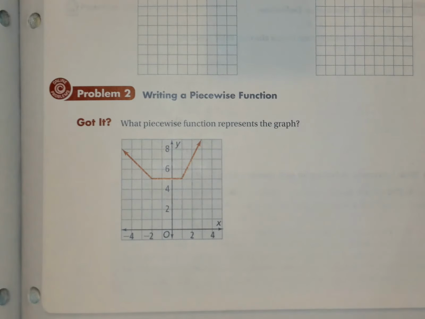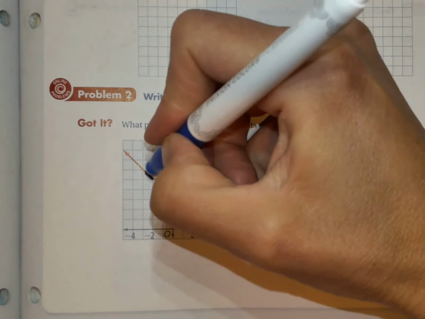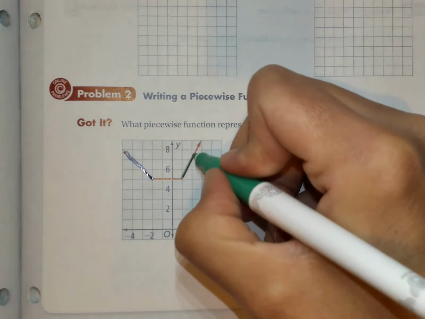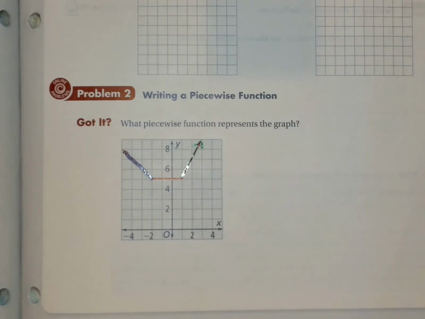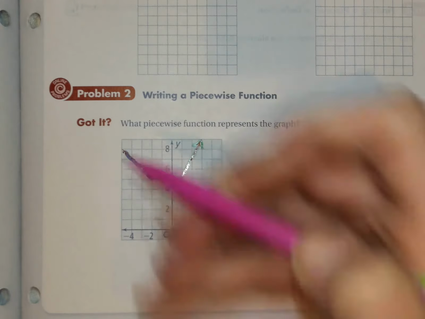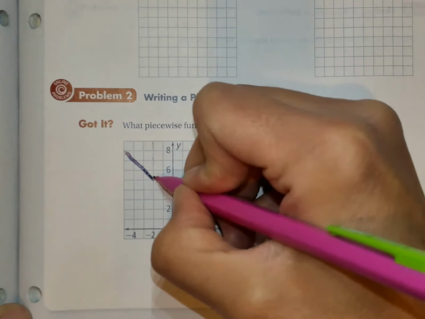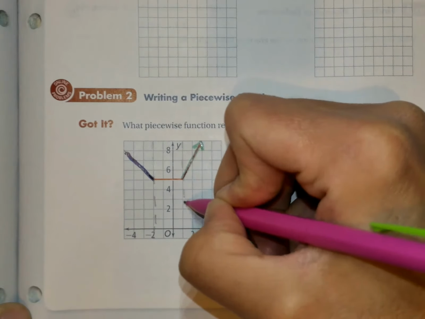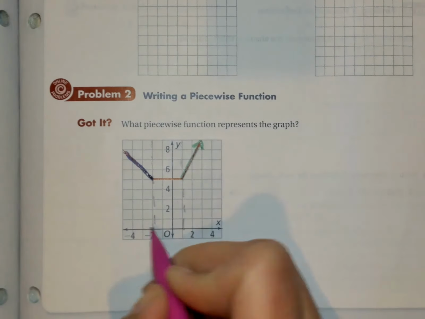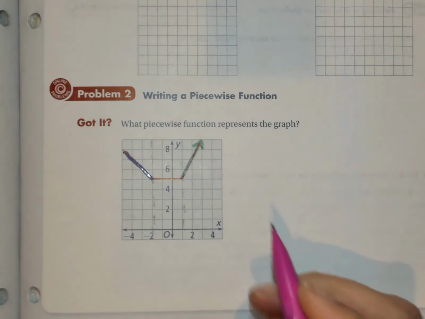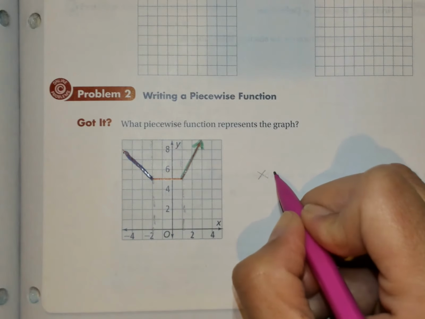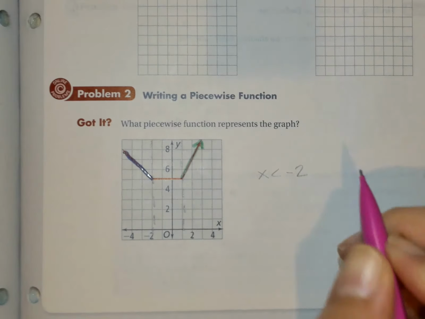So I want you guys to notice how there's one function, then another, that's flat across one, and then there's another one right here. So there's going to be 3 different functions. And I like to show the division where it's broken up. So see how I'm drawing the dotted lines down to the x-axis? So I can tell this blue one is for when x is less than -2.